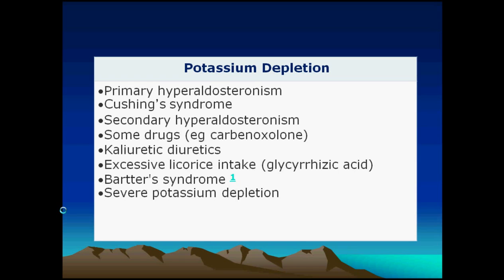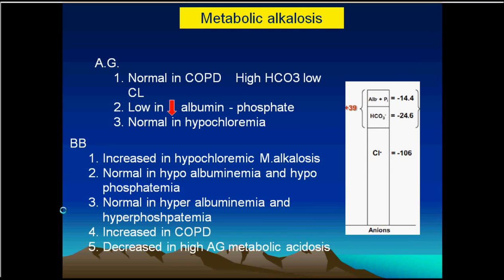Potassium depletion, whatever the cause of potassium depletion: primary hyperaldosteronism, Cushing syndrome, secondary hyperaldosteronism, some other drugs like carbenoxolone or potassium-wasting diuretics, or Bartter syndrome, these will be associated.